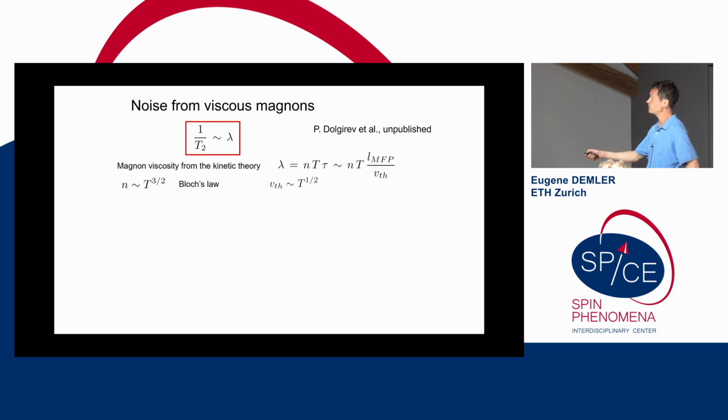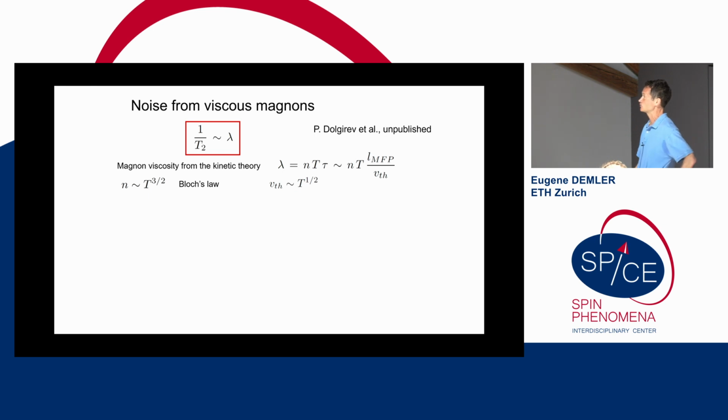So if we take our basic equations from statistical physics, what do we know about viscosity? Well, it's proportional to the number of particles, temperature, and mean scattering time, which we can express in terms of mean free path. And what do we expect? Naively, we will say, oh, the temperature dependence will be dominated by the number of magnons. So as we lower the temperature, the number of magnons should decrease. So we should have a smaller viscosity, right?